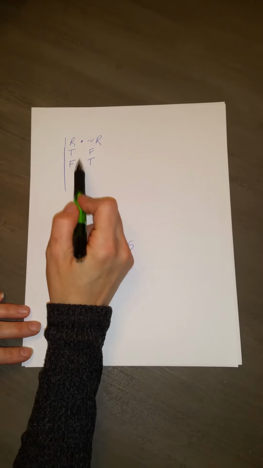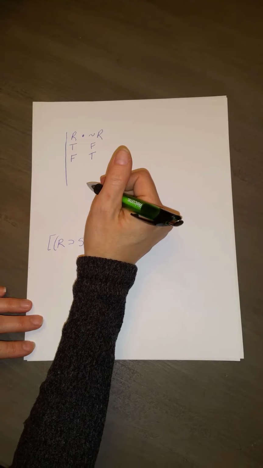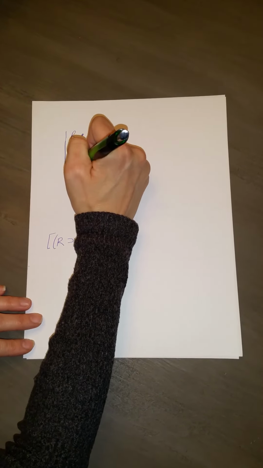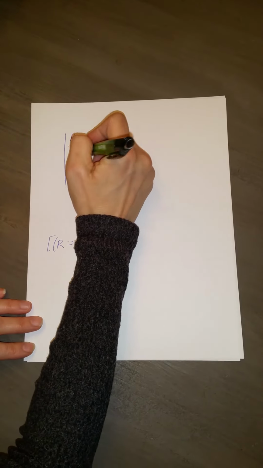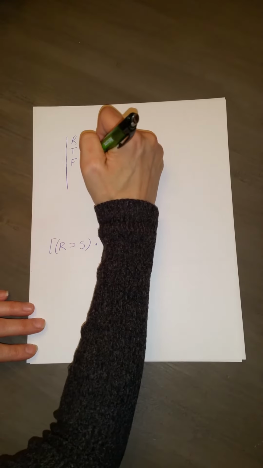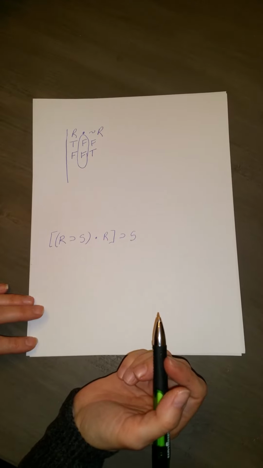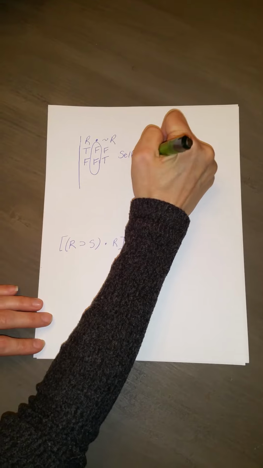And now the last thing we do is the conjunction. So you have true and false. If you look at your truth table for conjunction, true and false is always false, and false and true is always false, right? The only case in which a conjunction is true is when the conjuncts are both true. So this one would be classified as self-contradictory.